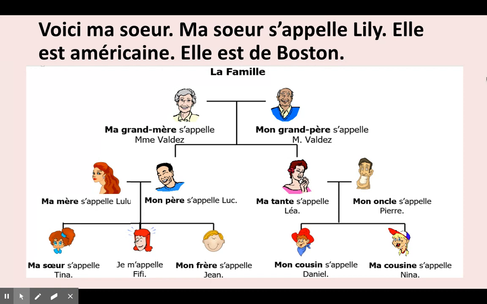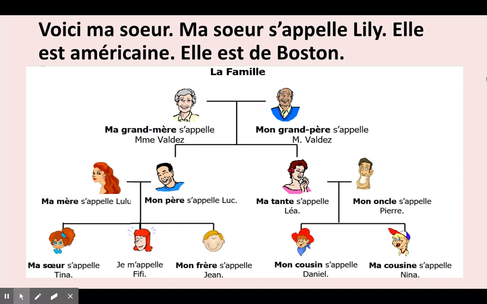Now, what about our aunts and uncles and cousins? They also descend from the same grandparents, right? Ma tante s'appelle Léa. Mon oncle s'appelle Pierre. So mon père and ma tante are sister and brother. And then they're both married, right? My father's married to ma mère, Loulou, and my aunt is married to mon oncle, Pierre. They have 2 children. And remember, when we're doing a family tree, it's not how many brothers and sisters and cousins you actually have.